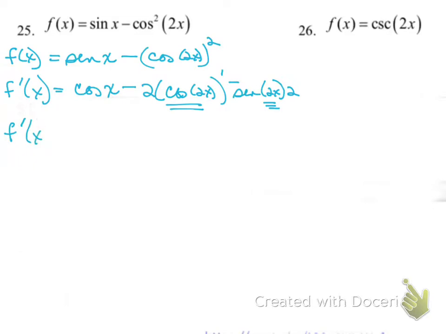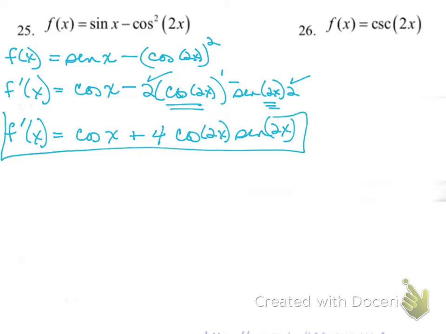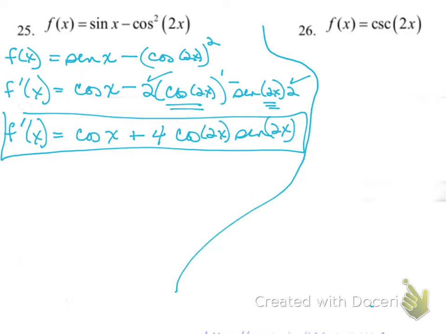So f prime of x equals cosine x. Now, I have a negative times a negative that makes it a positive. I have a 2 times a 2 in the front. That becomes a 4. And then I have cosine 2x sine 2x. And that looks good to me. So 24, I would agree with that. And I can't do anything else with it. So I'm going to leave it be there. Now, let me just put a line here. We'll put a line. And I'm going to handle the next problem right here.